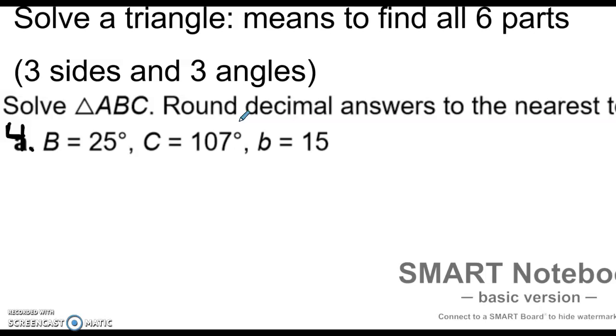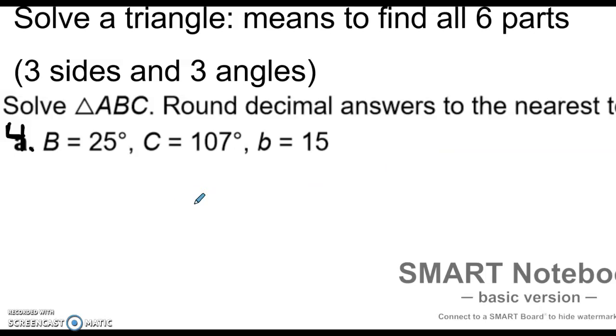Now, sometimes you'll be given 3. You might only be given 2, and you would be able to find the third piece of information. So here's an example. This is in your notes, number 4. In this triangle, we have angle B, angle C, and side B. We are missing, think about this for a second, what are we missing here? We're missing angle A and side C and side A. So those are the things we're going to look for.